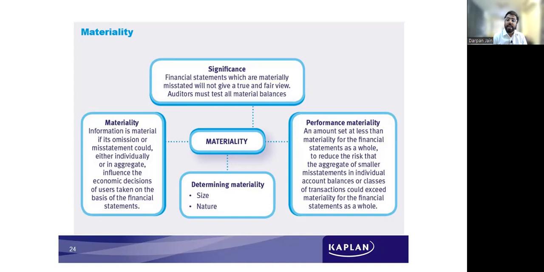What does it mean? It means that any amount below 1 lakh is not material. A 90,000 mistake is not material. An 80,000 mistake is not material. Any amount of mistake which is above 1 lakh is going to be material. Right? So as an auditor, you are going to decide a specific materiality level.